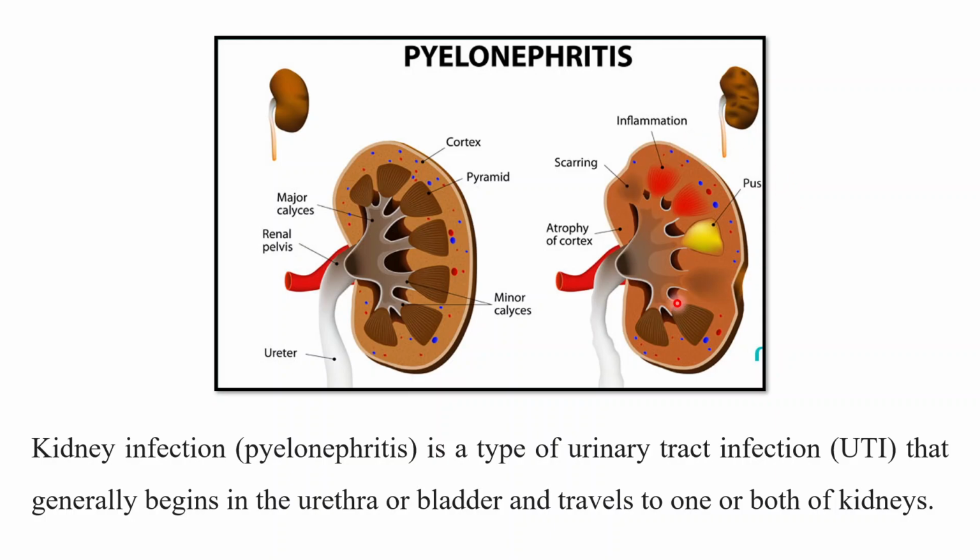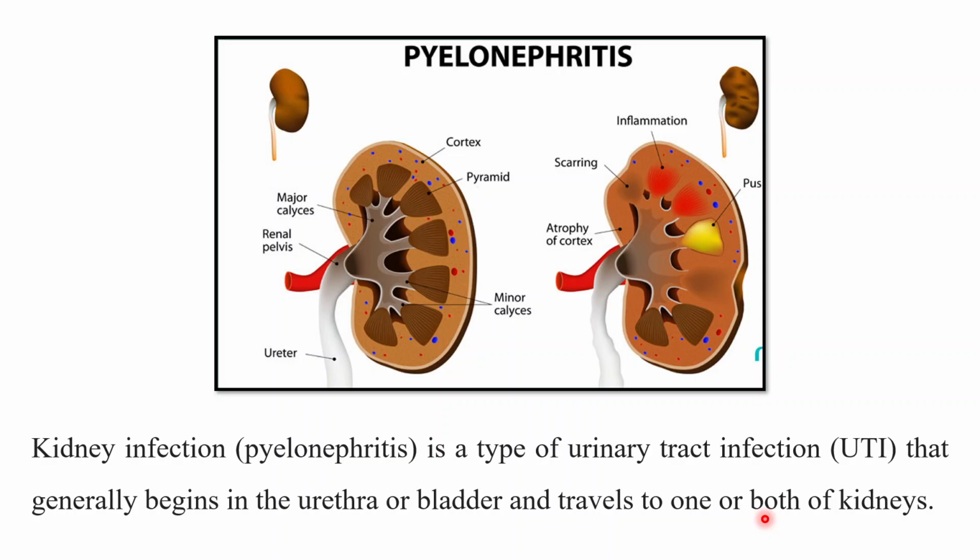And you can see this is the affected kidney after pyelonephritis, and the kidney medulla is totally infected. You can see the scar and pus formation in the kidney medulla. So it is totally inflamed. Kidney infection, that is pyelonephritis, is a type of urinary tract infection that generally begins in the urethra or bladder and travels to one or both of the kidneys.